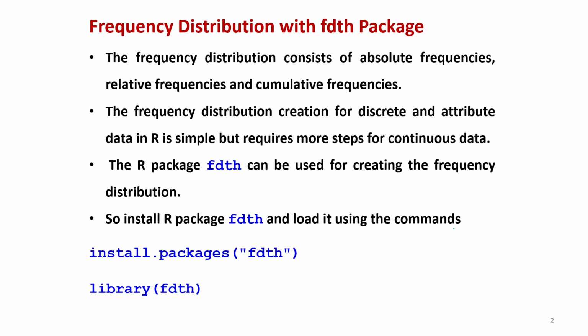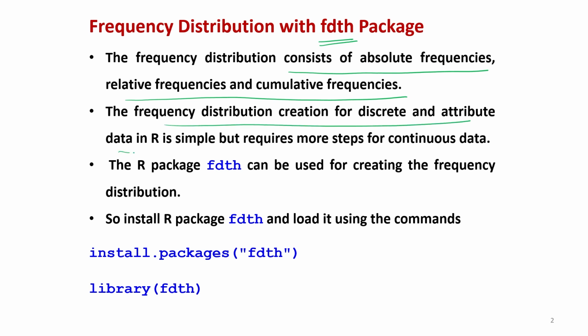So in R software there is a package whose name is fdth, and this package will help us in getting the frequency distribution. As we know, the frequency distribution consists of absolute frequencies, relative frequencies and cumulative frequencies. As we have seen, when we create the frequency distribution for discrete and attribute data, it was simple using only the table command. But for continuous data we had to make some transformation, converting the continuous data into factor variables by creating certain intervals, and then we used the table command.